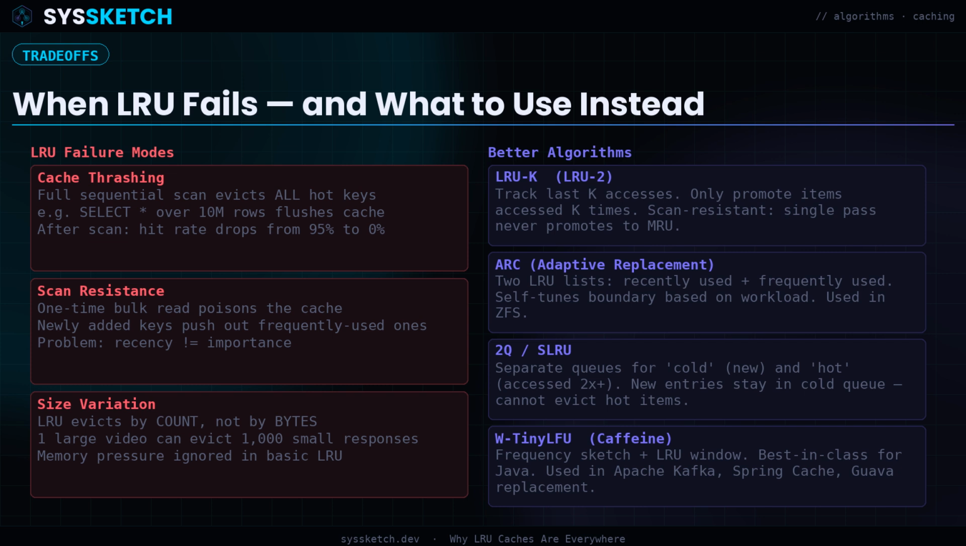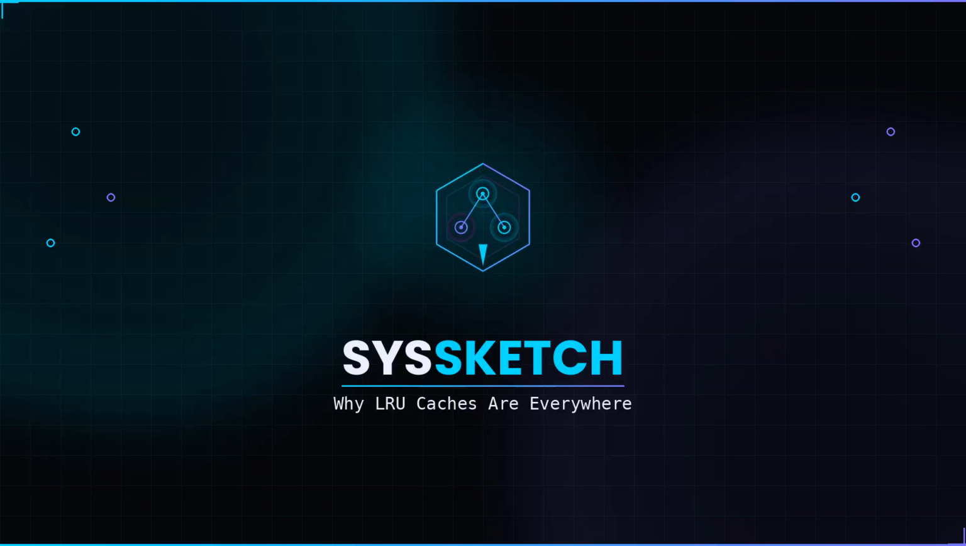LRU caches are everywhere because they solve a fundamental mismatch. Compute is fast, storage is slow, and workloads are skewed. A small amount of memory holding the right 100 items can absorb the load that would otherwise crush a database. The data structure is elegant, the implementation is straightforward, and the performance gains are immediate. Whether you are building a web service, tuning a database, or designing a CPU, the LRU cache is one of those ideas that pays for itself every single time.